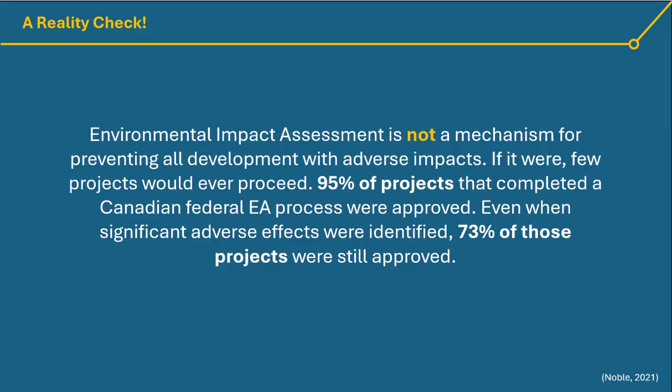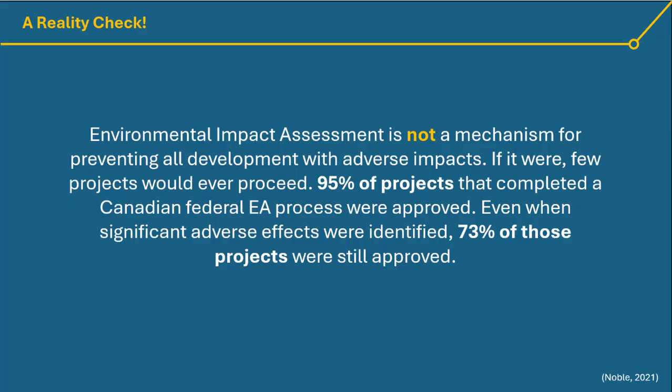Even projects that are found to have significant adverse environmental effects often still get the green light. We just have to look at these numbers, right? 95% of projects that completed a federal EIA in Canada were ultimately approved. And even among those where significant adverse effects were formally identified, 73% still received approval. I think that's worth just sitting with for a moment and asking, what does this tell us?